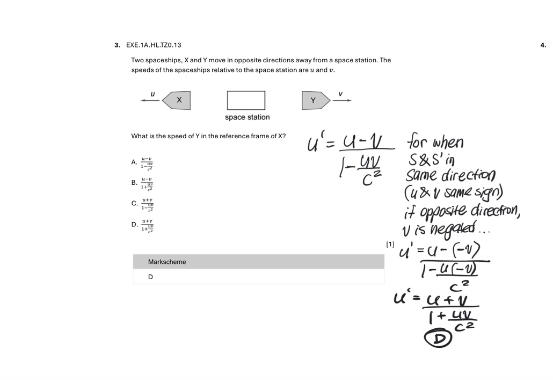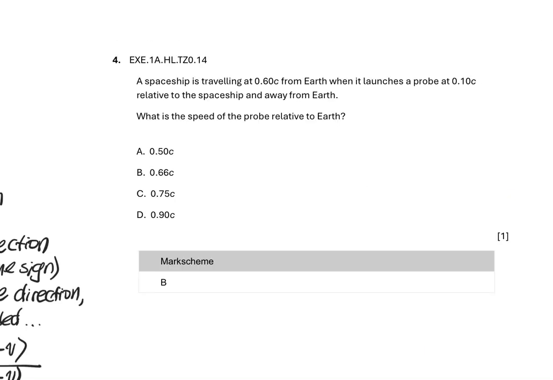So if we use the same equation, but we put in a negative v in for v and collect our terms and our negatives and positives, we wind up with u prime is equal to (u plus v) over (1 plus uv over c squared), which is choice D. Here's number 4.